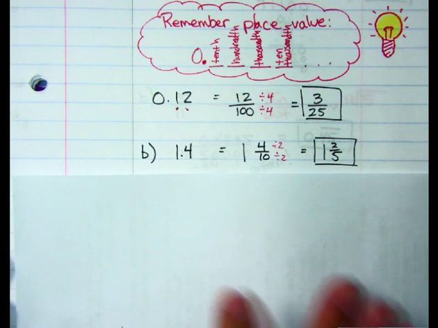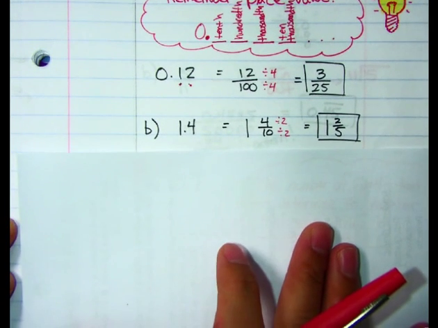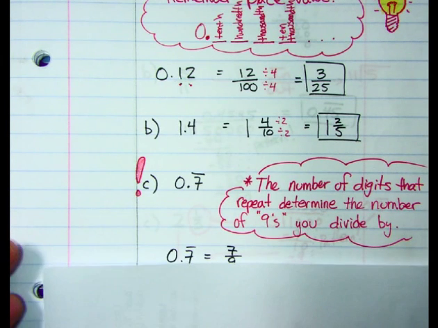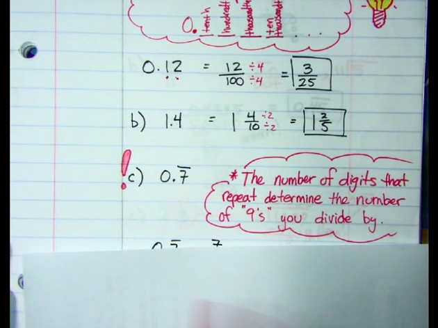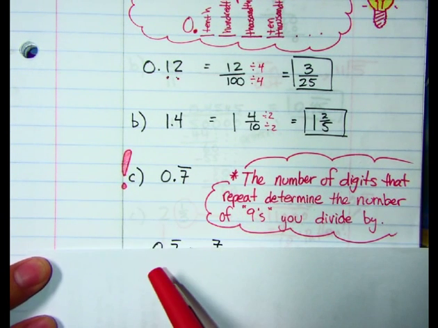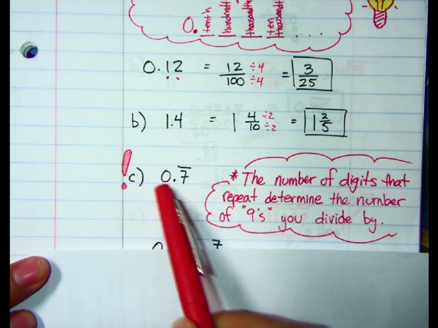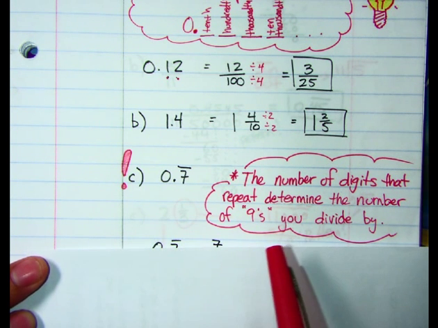For this next idea, I could possibly create a whole different video just for this, but I'll do a little shortcut version. If I have this bar, which we've talked about before, it's a repeating decimal. This is really 0.7777 and it keeps on going.